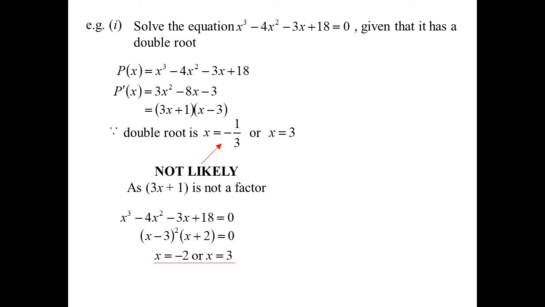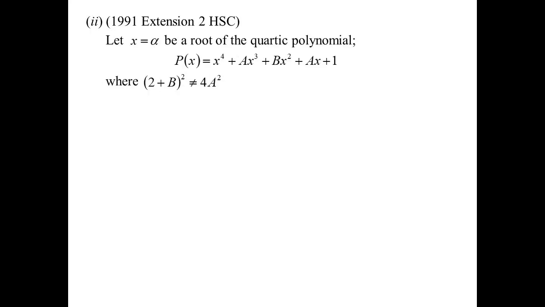Well, the other factor's got to be linear, because it's order of 1. And, well, I can just go constant times constant. Negative 3 squared is 9. 9 times what gives me 18? 9 times 2. So solving it, x equals negative 2 or x equals 3.